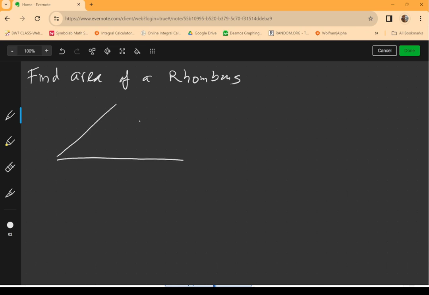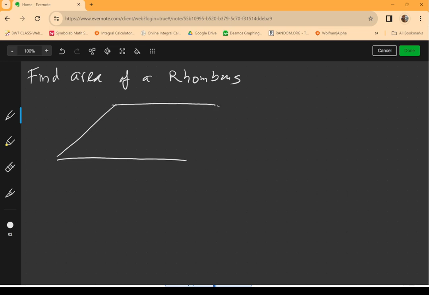Okay, so here we're going to go over a couple of examples where we're finding the area of a rhombus. So we'll start off here, our first example.